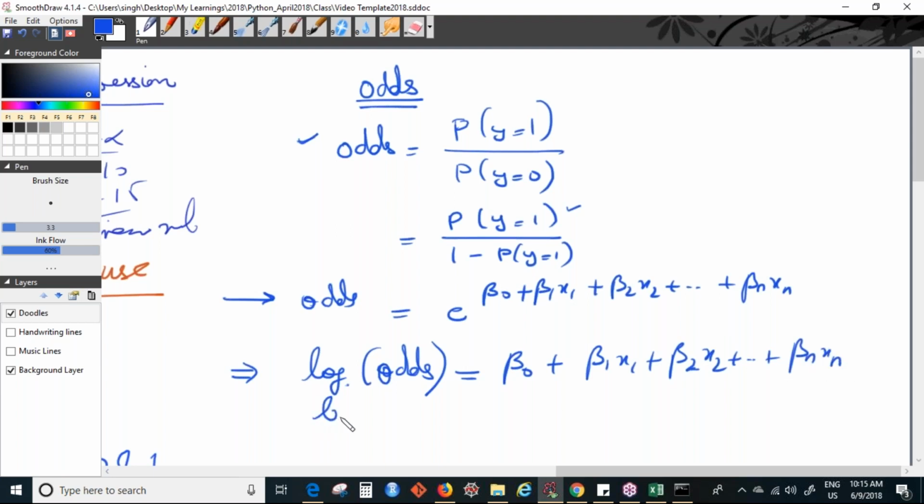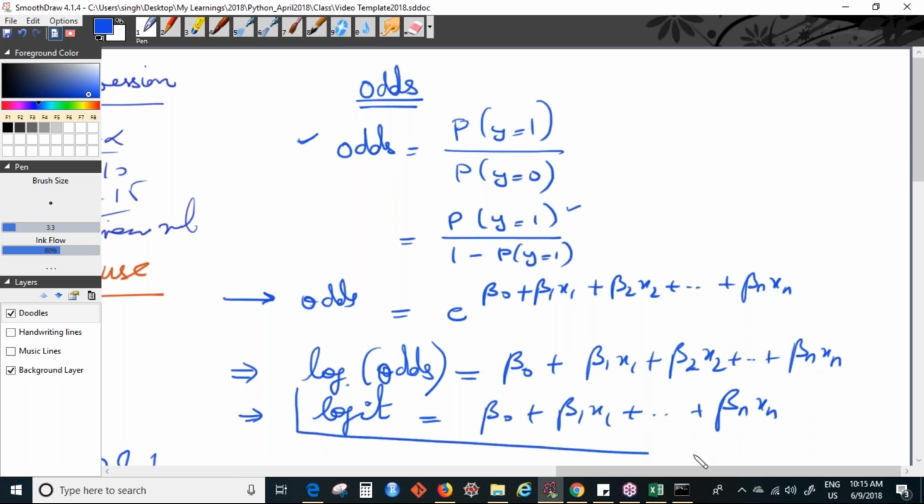Log of odds is also known as logit. So this gives us logit is equal to beta naught plus beta 1 x1 plus beta n xn. So this is the final equation.